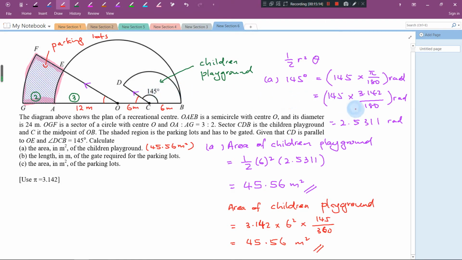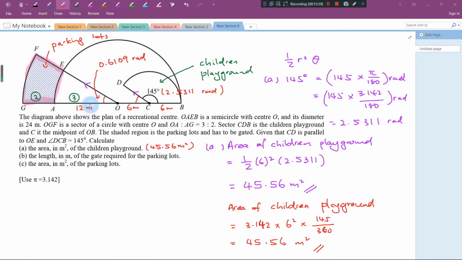Just now we have converted it to radians, which is 2.5311 radian. So if you want to get this part, you just take pi minus this one, 3.142 minus 2.5311, which is 0.6109. So it means that this part is 0.6109 radian. Here the same thing because they are parallel to each other, 0.6109 radian. Now we got the angle theta here, but to find this arc length, no problem.